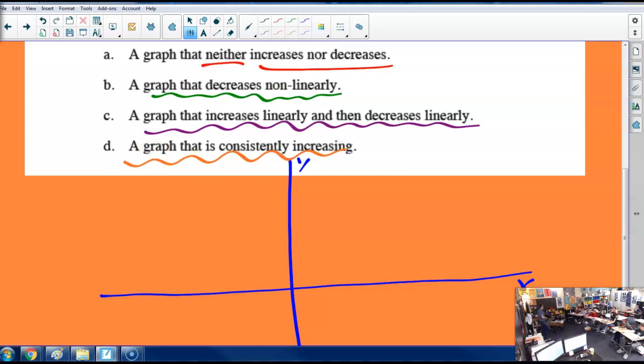is consistently increasing. I was asking, should we draw 4 lines all on the same graph? Yes, that's why I said X, Y axes. So label your lines A, B, C, D. There.